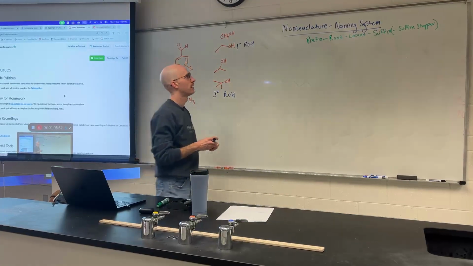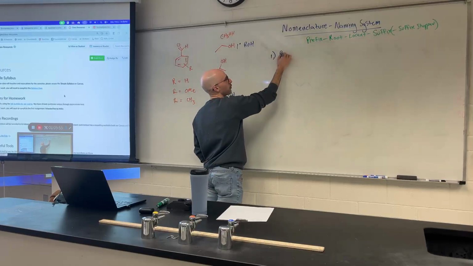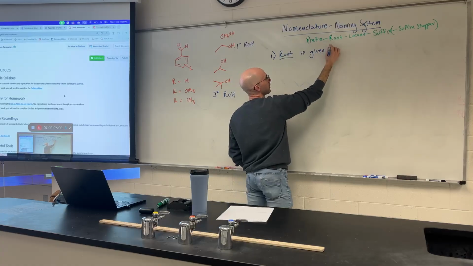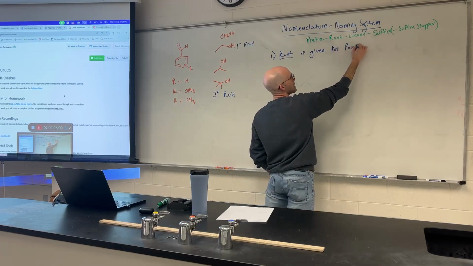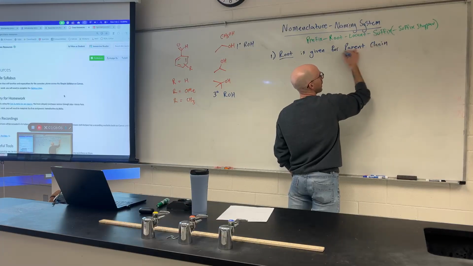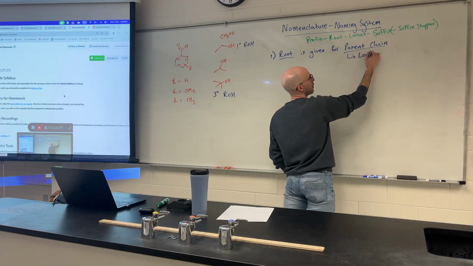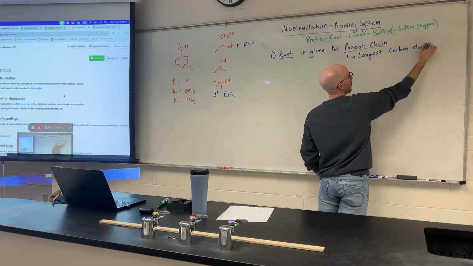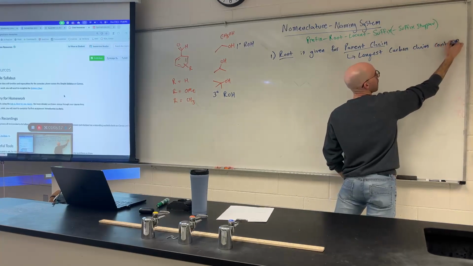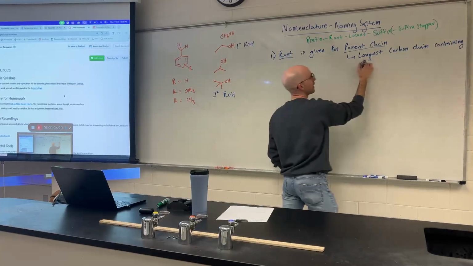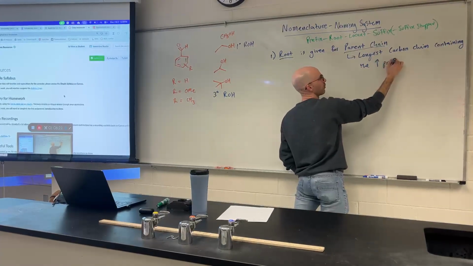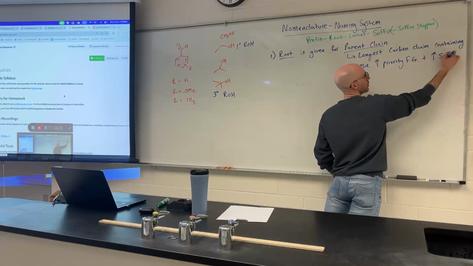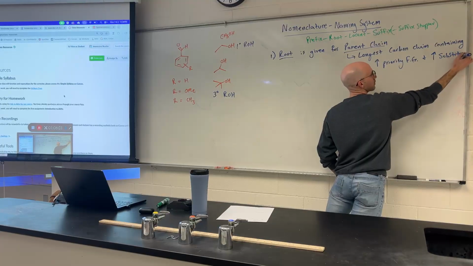Let's start with the most pressing point, which is the root. The root is given for the parent chain, and we'll define the parent chain as the longest carbon chain containing the highest priority functional group and the most substituents.